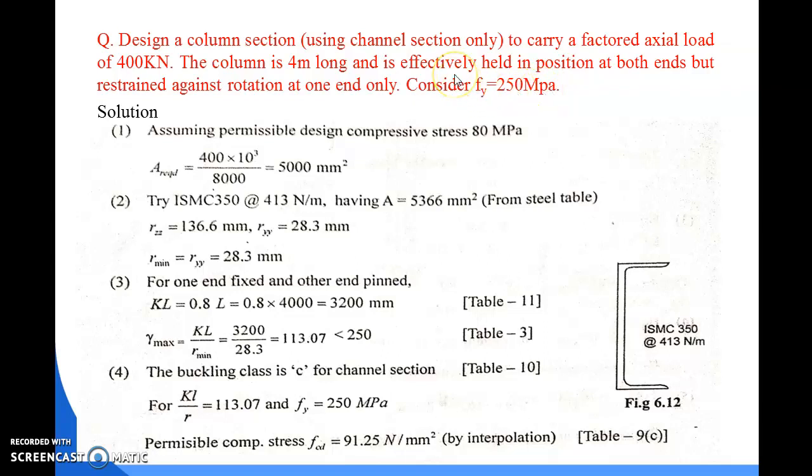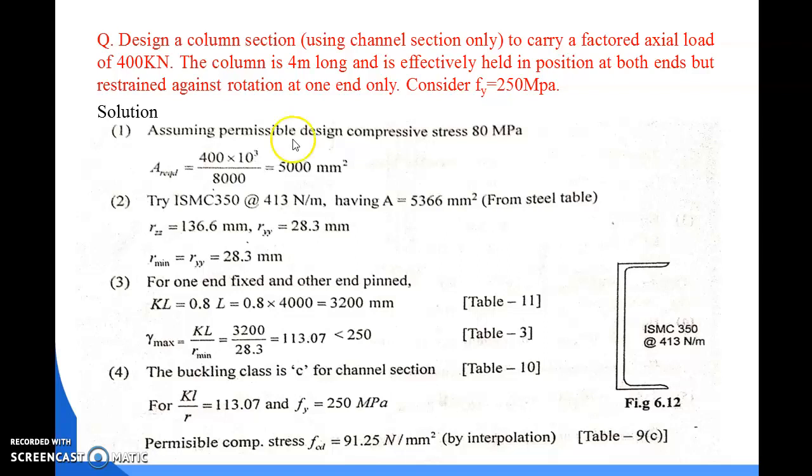So this question is a different kind of question, because in this question the type of section is not given. The question only mentions that we can only use the channel section and the factored axial load is given. So this is the clue to find out the section. From the 400 kilonewton, we can find out the type of section for this particular question.